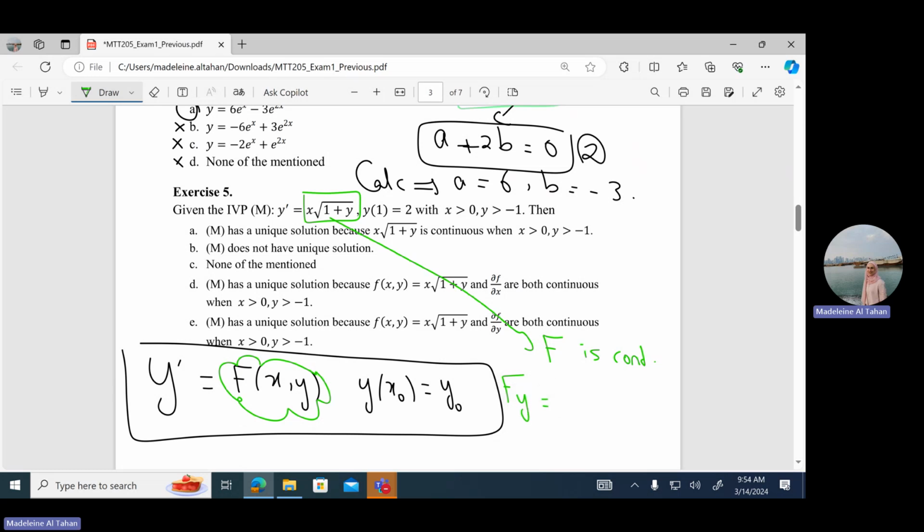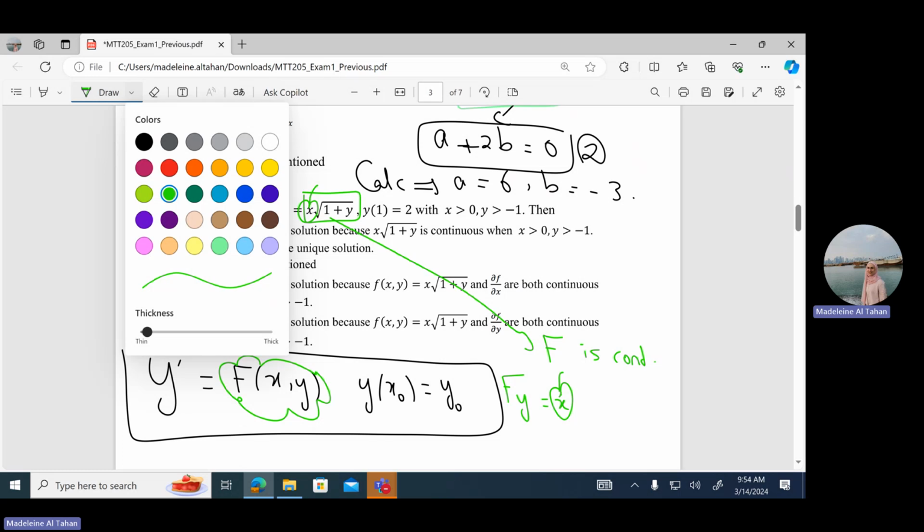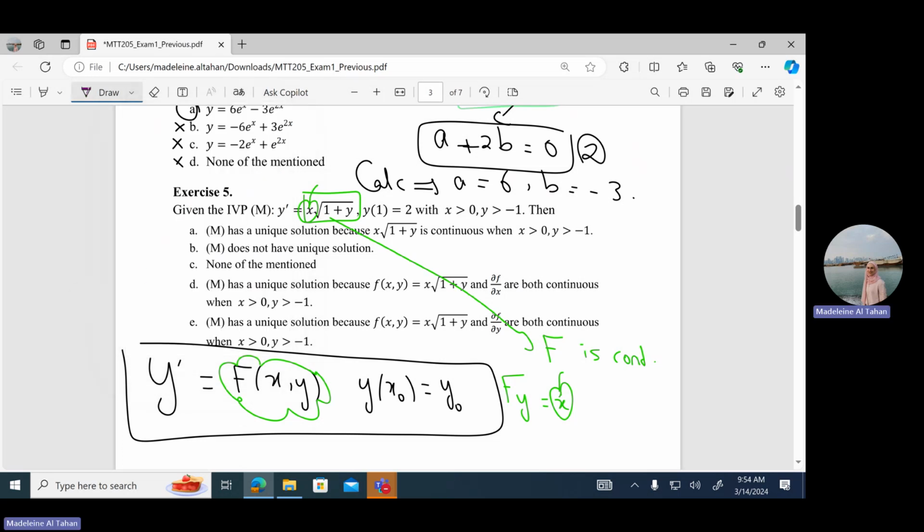Where's our apple in F_y? The x, right? Multiplied by something, so we copy it. What is the derivative of radical 1 plus y? It is 1 over 2 radical 1 plus y. Do we have a problem in this interval, miss?